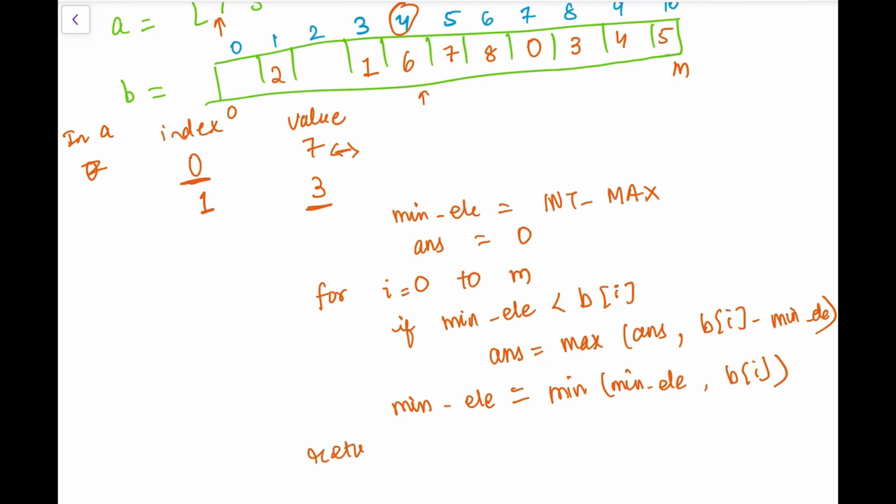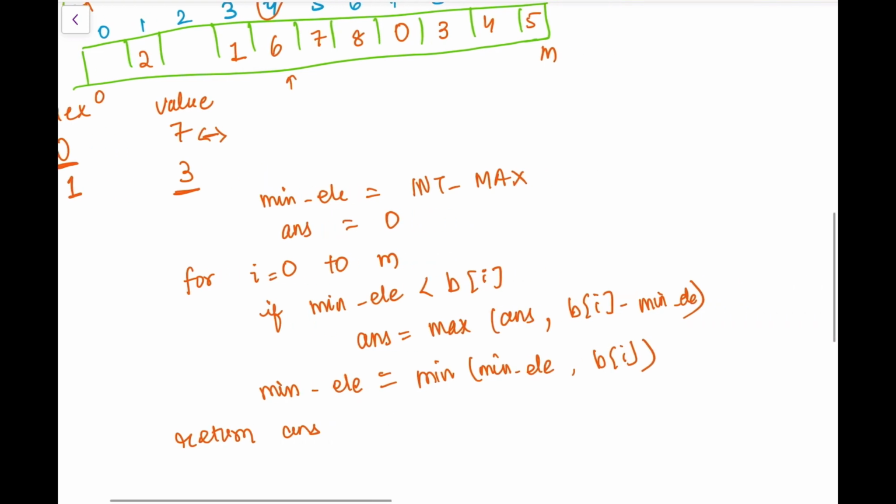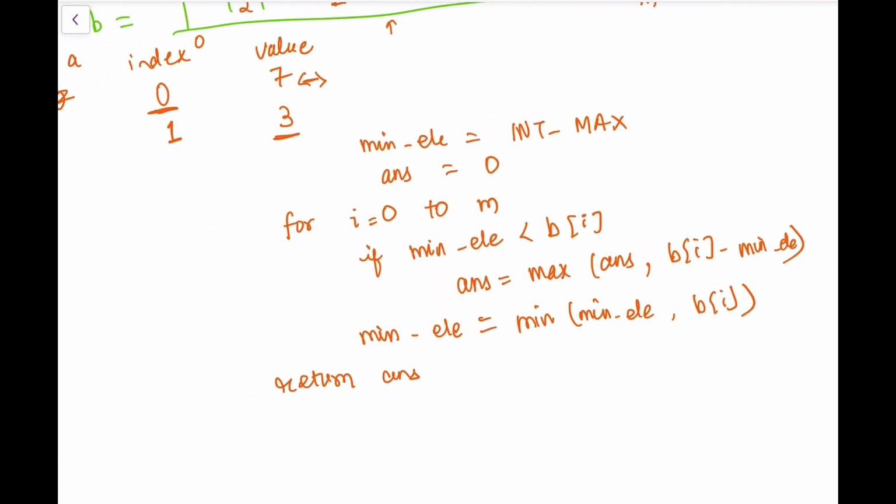And at last, I will return my answer. Let's see how it will work in this test case. At 0, the minimum index is int max, so it doesn't matter. Minimum value is less than b of i? It will not be, because it is already set to int max. Now I'll come to the first position. In the first position, my minimum value is still int max, and it is not less than b of i, so the answer will not be updated. Now the minimum element gets updated to 2.